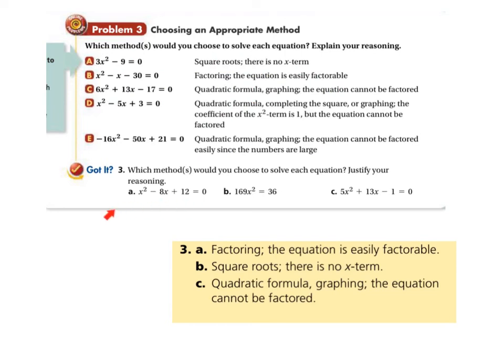So taking a look at these, which method would you use? This one's easy to factor, so use factoring. You could use quadratic formula if you want to. This one, we're going to have a perfect square here, so square roots, and there's no x term, right? So that would be pretty easy to do with square roots. And then this last one, you could use quadratic formula. You could graph it if you wanted to, but again, you're not going to be able to factor it, so I always just jump straight to quadratic formula in that case.